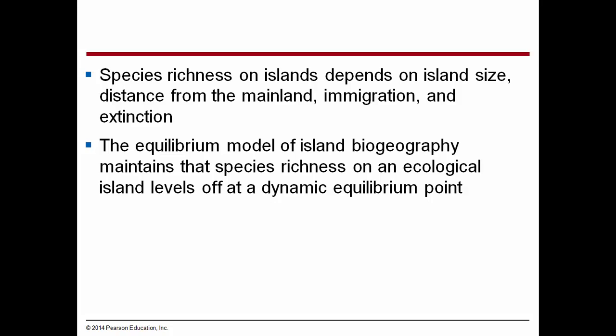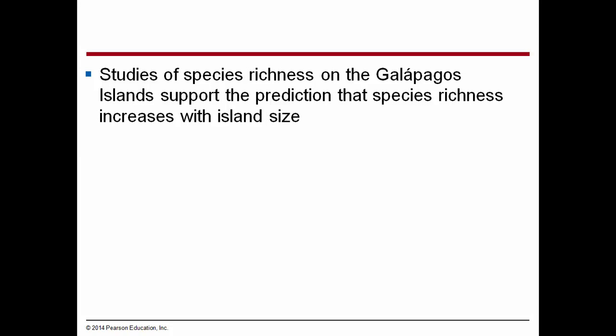Species richness on islands depends on island size, distance from the mainland, immigration, and extinction. The equilibrium model of island biogeography maintains that species richness on an ecological island levels off at a dynamic equilibrium point. Studies of species richness on the Galapagos Islands support the prediction that species richness increases with island size.